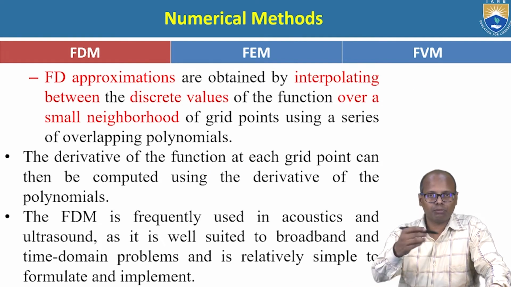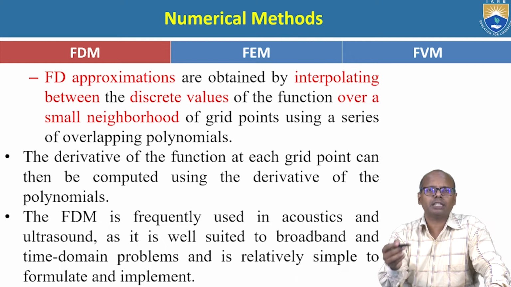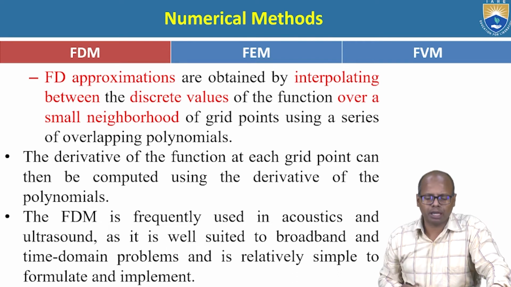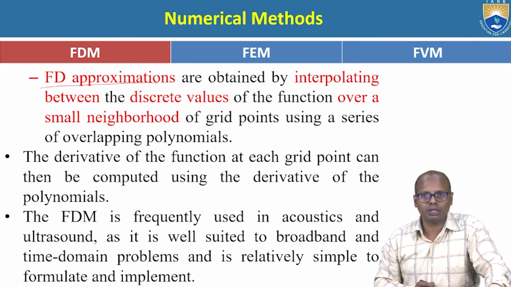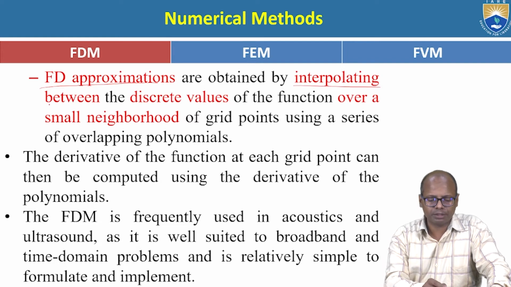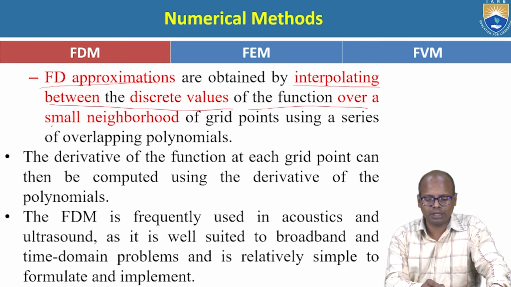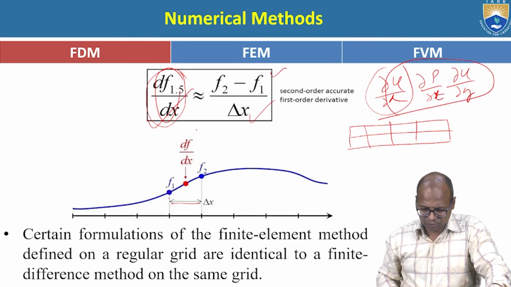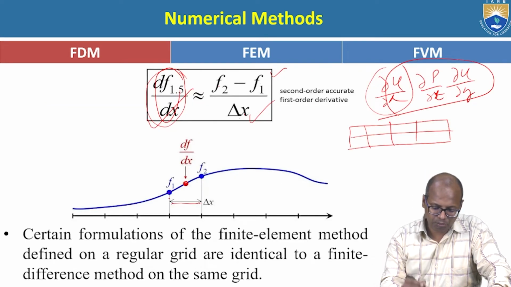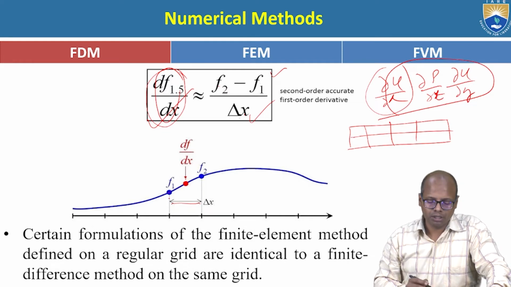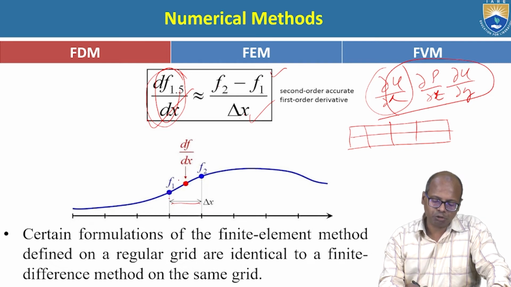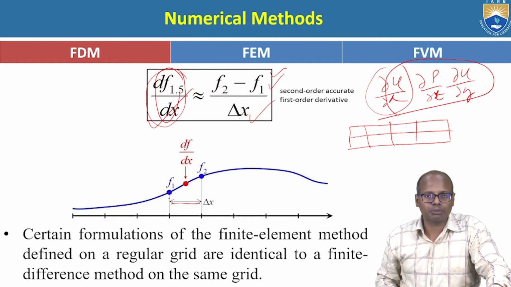Now what we do is replace the partial differentiations with the finite difference approximations. Now how are these finite difference approximations obtained? By interpolating between the discrete values of the functions over a small neighborhood. So if I need the finite difference approximation at this point, what I have to do is take the neighboring points, and using the neighboring points I can get the finite difference approximations.